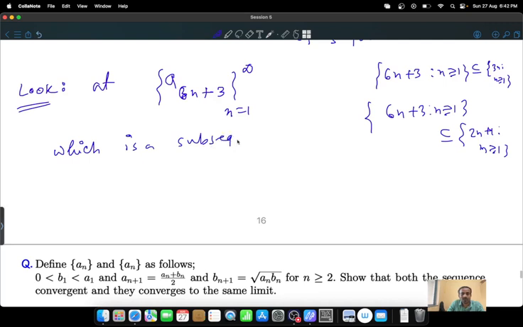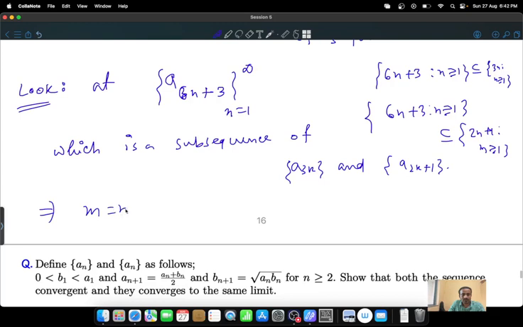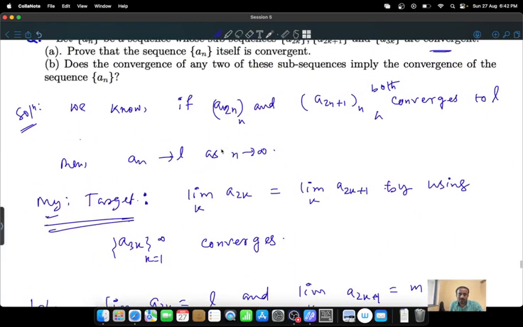These are the questions that you may be asked during interviews or competitive exams. It is a subsequence of A3k and A2k plus 1. And now you know that this converges to M, so its subsequence converges to M, and this converges to N, so it converges to N. This implies M equals N, and you have already proved that this is equal to L. So your job is done. All the limits are actually the same.